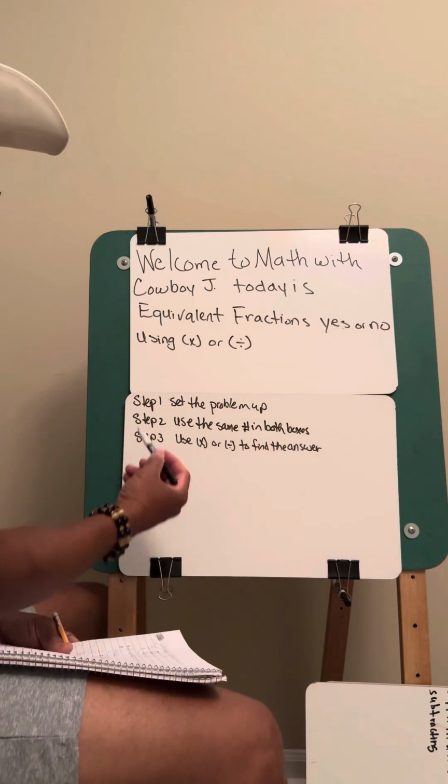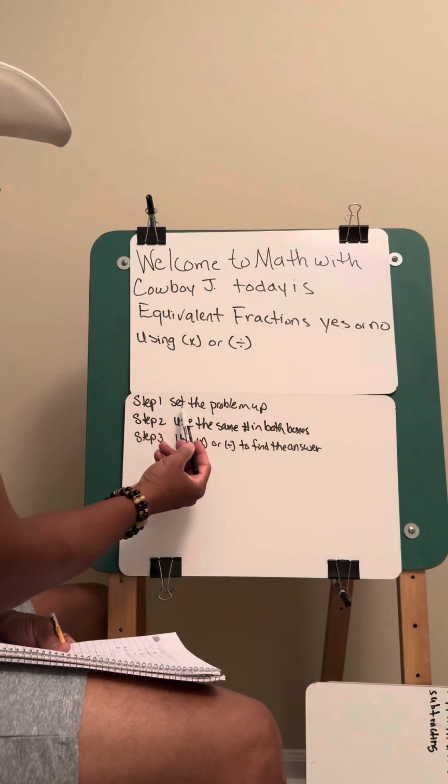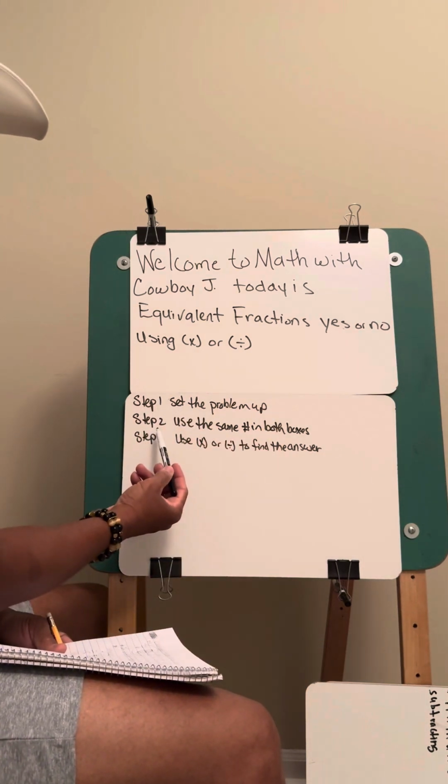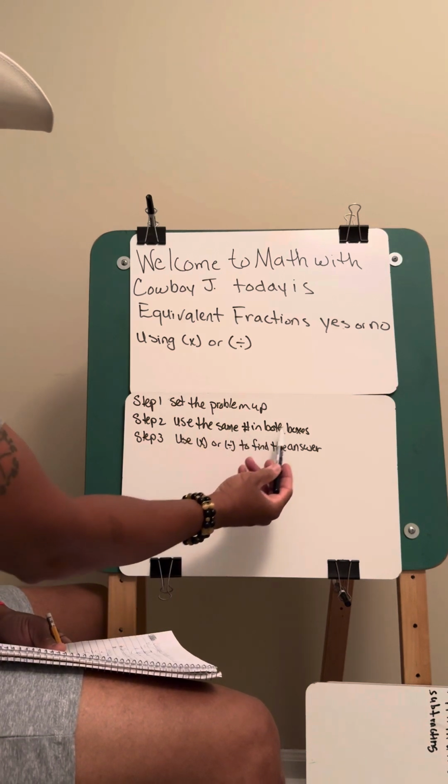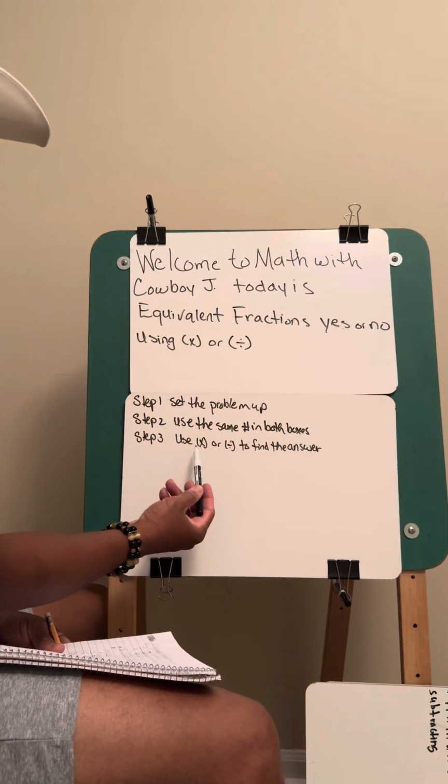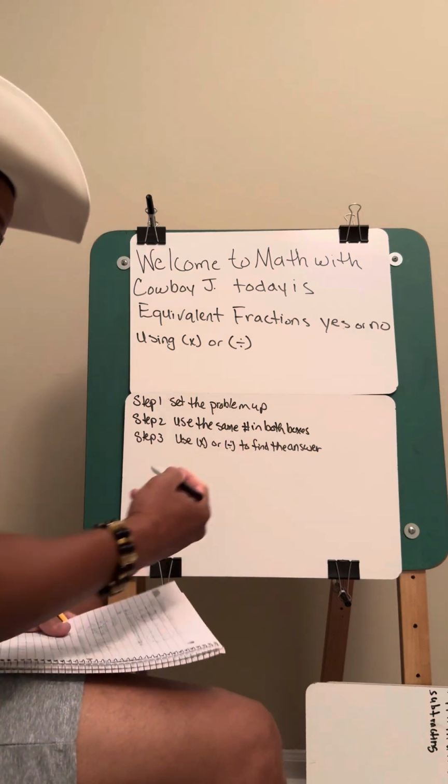So things you should know. Step one, set the problem up. Step two, use the same number in both boxes. Step three, use multiplication or division to find the answer.